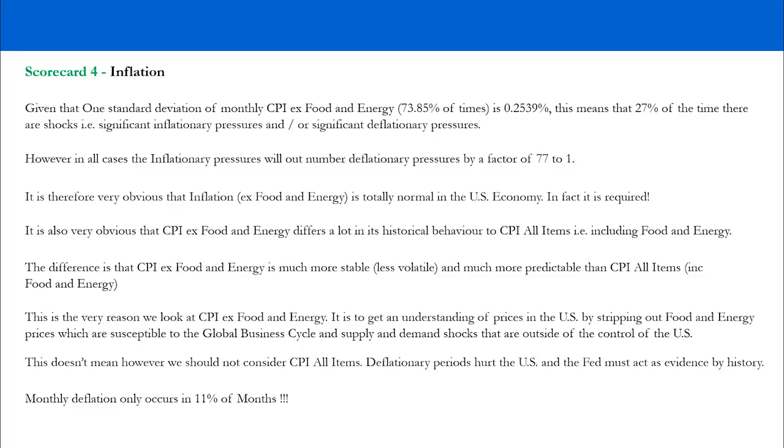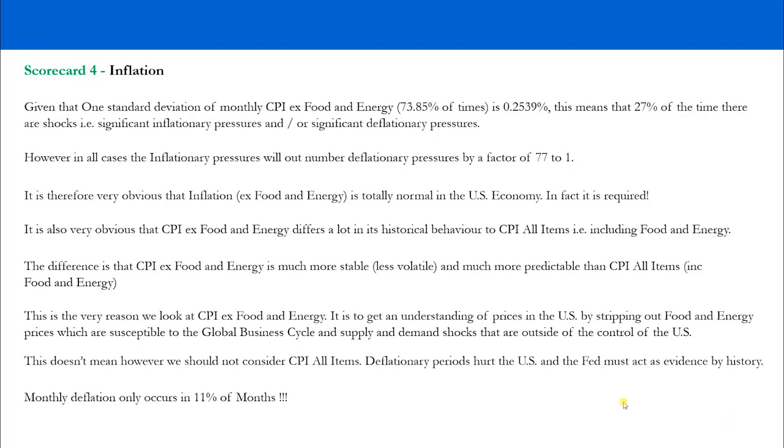Deflationary periods, whether the US likes it or not, clearly hurt the US, and the Fed must act, as evidenced by history. Monthly deflation for CPI excluding food and energy occurs in about 11% of months. And I'm going to qualify that statement in a second, because if you look at the actual frequency of occurrences here, where you get negative numbers, the negative numbers are actually around 1%. However, the zero numbers add up to about 10%.